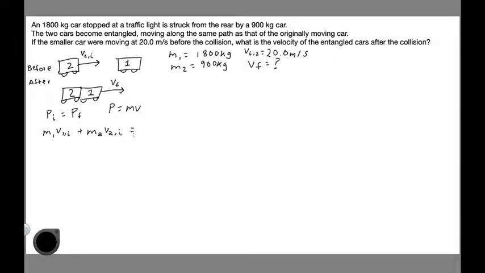And then this is going to be equal to the sum of both momentums after the collision. So if you remember, the cars are going to be entangled, so they move as one mass and they have the same velocity. So we will add up the two masses together since they move as one mass. We'll treat these masses as one singular mass, and then we'll multiply it by the final velocity of this combined mass. So we'll multiply it by VF.